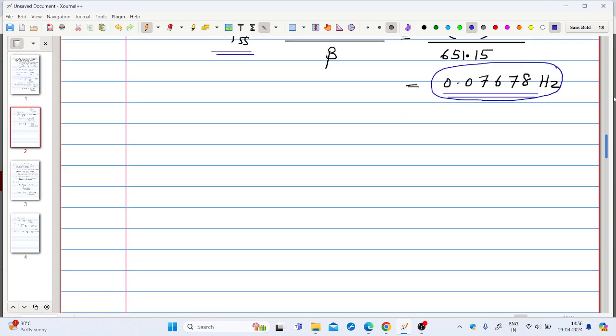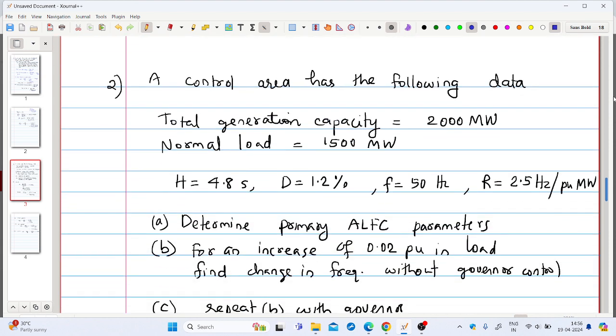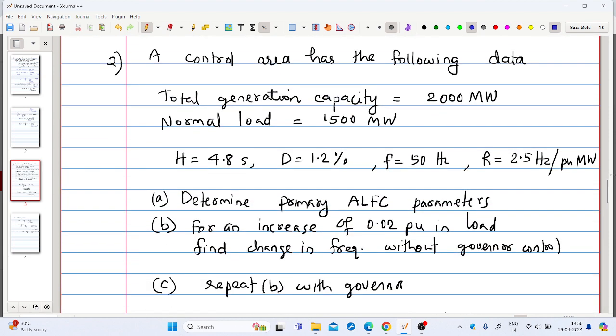Now it is only 0.07678 hertz. Now coming to the second example, here the data of a single control area is given. The total generation capacity is 2000 megawatt. Normal load is 1500 megawatt. Inertia constant of the generator is 4.8 second. Load damping constant is 1.2 percentage. Frequency is 50 hertz. The speed droop coefficient R, speed governor parameter R, is 2.5 hertz per unit megawatt. So please be careful with this unit, hertz per unit megawatt.